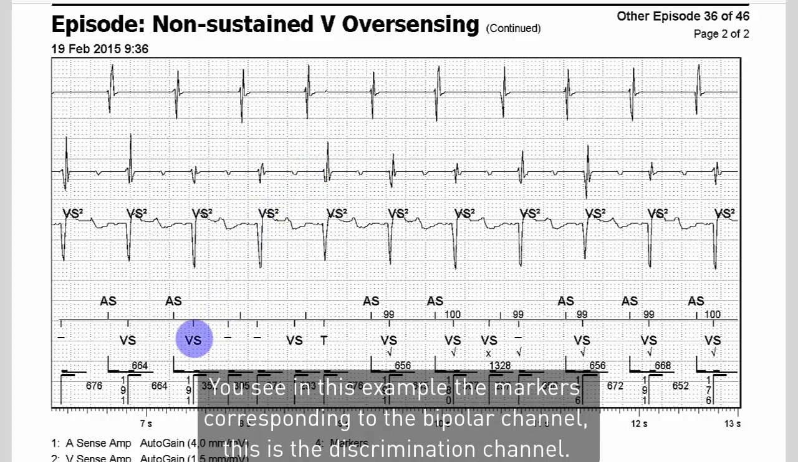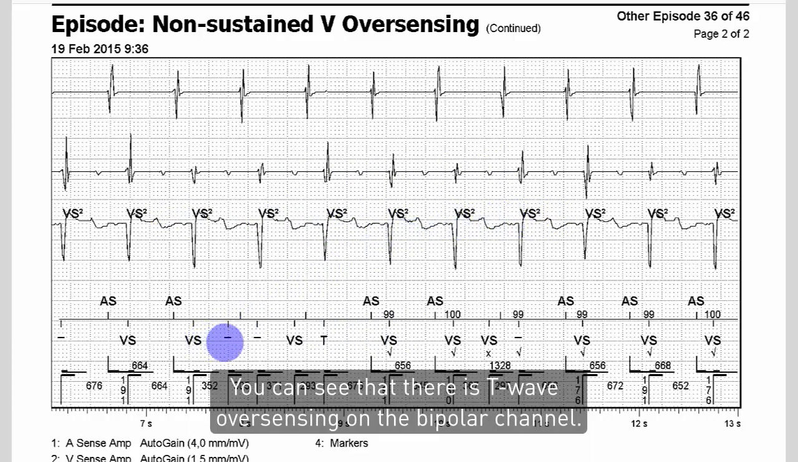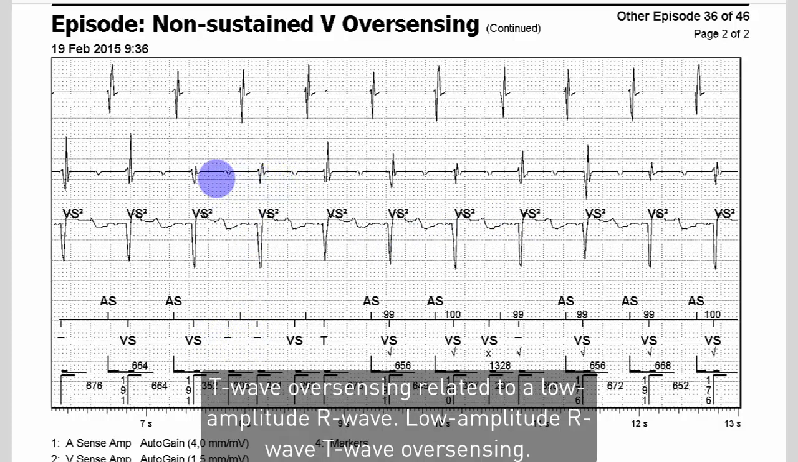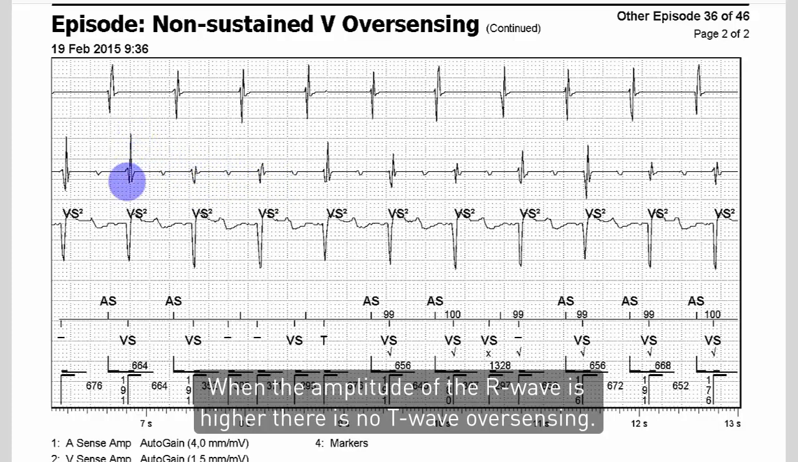You see in this example the markers corresponding to the bipolar channel. This is a discrimination channel. You can see that there is T-wave oversensing on the bipolar channel, related to a low amplitude R wave. When the amplitude of the R wave is higher, there is no T-wave oversensing.